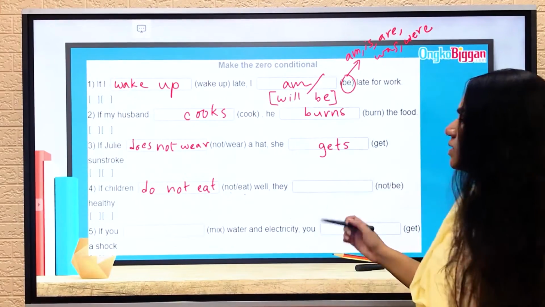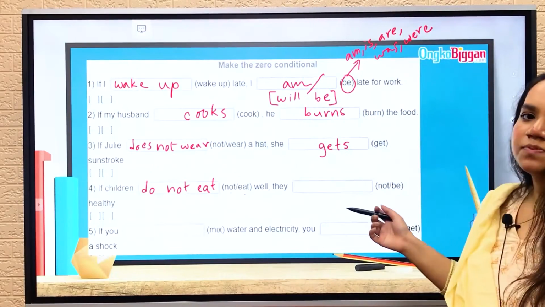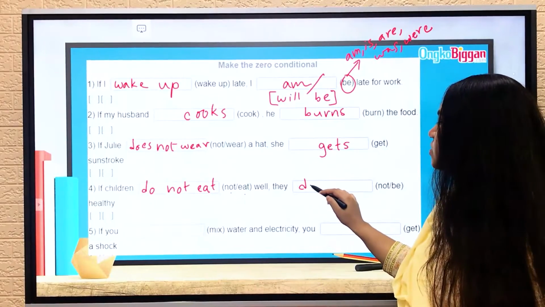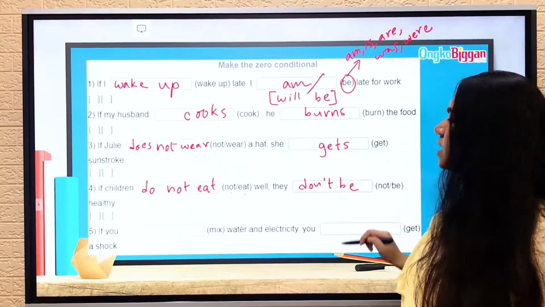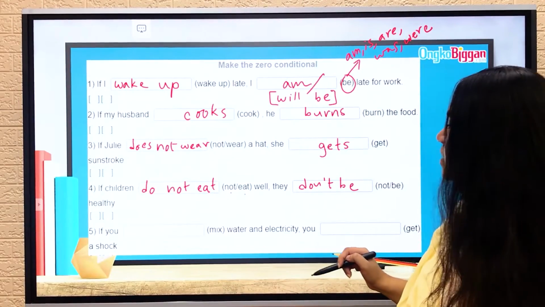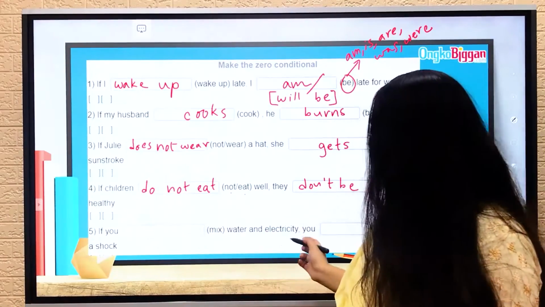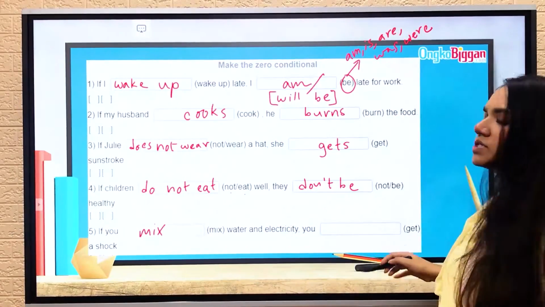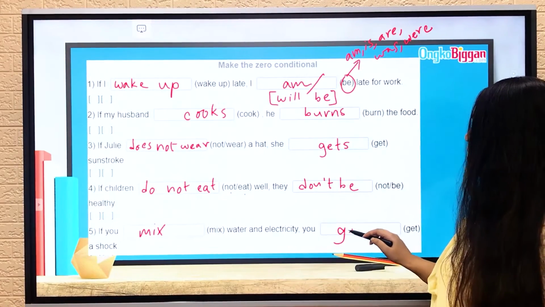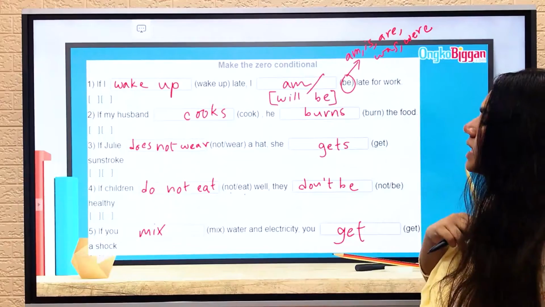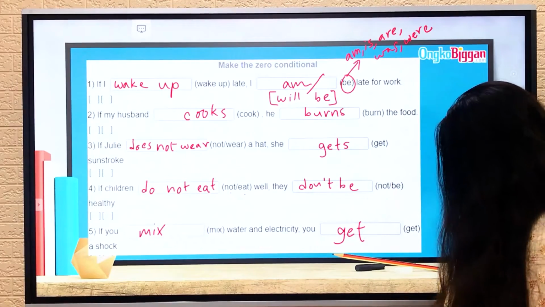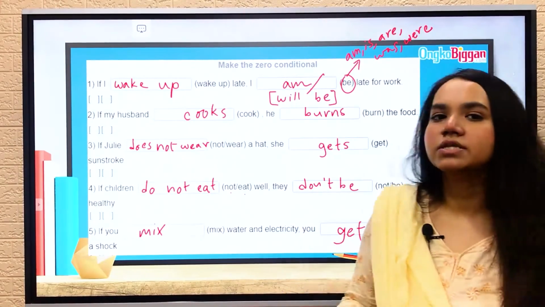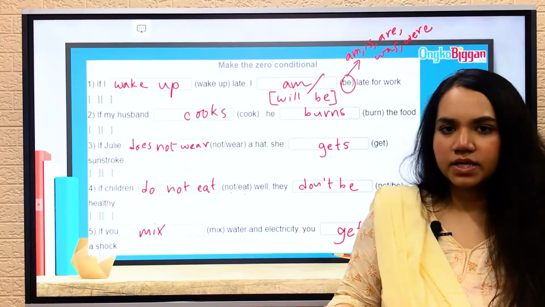Okay. If children do not eat well, they dash be healthy. So they don't be healthy. Okay. Then if you dash mix water and electricity. So I'll just say mix. If you mix water and electricity, you dash a shock. You get a shock. So it's not like that if there is any particular condition where if you mix water and electricity, you will not get a shock, right? So you have to look at all of the conditions that there are, and that is how you have to make your own rule.